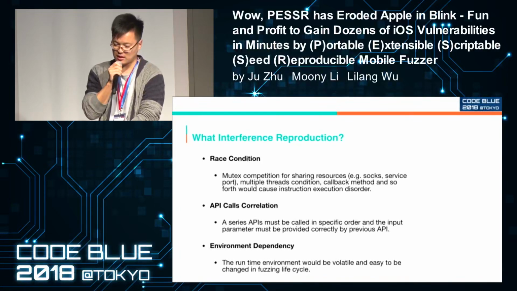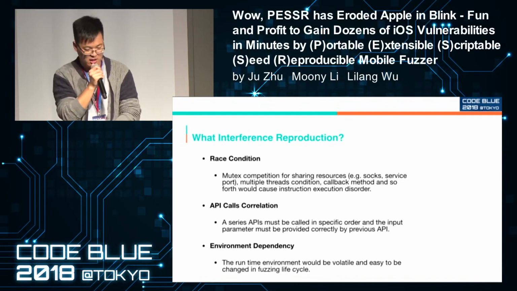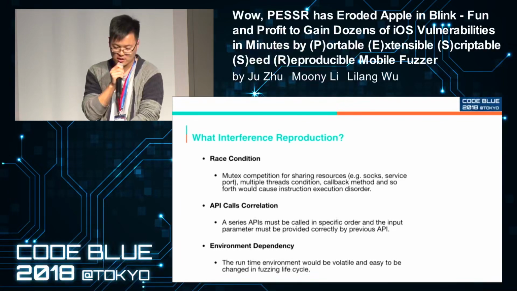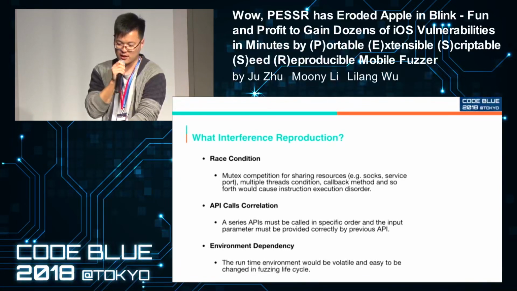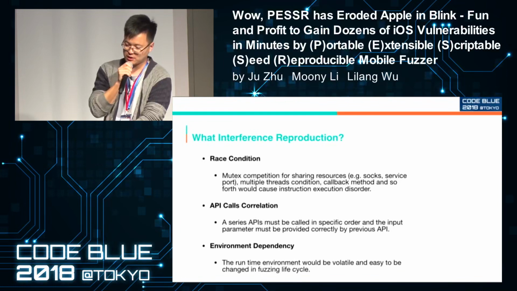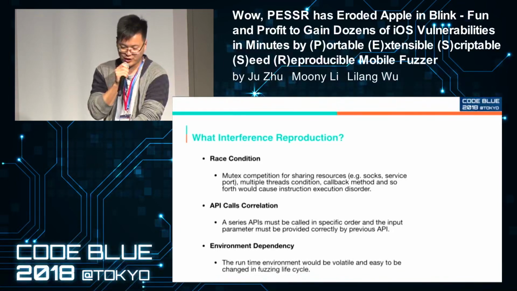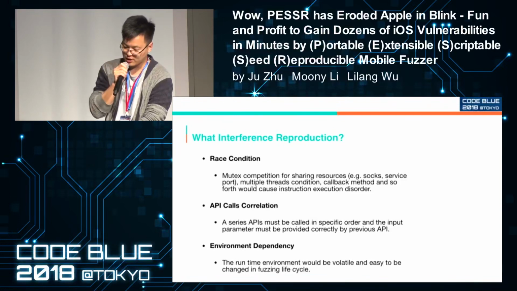There are many interference factors that make crash reproduction harder, including race condition, API correlation, and environment dependency. For example, if the vulnerability is triggered by a series of APIs called in a specific order, it's difficult for us to determine which is the first API to cause this issue.